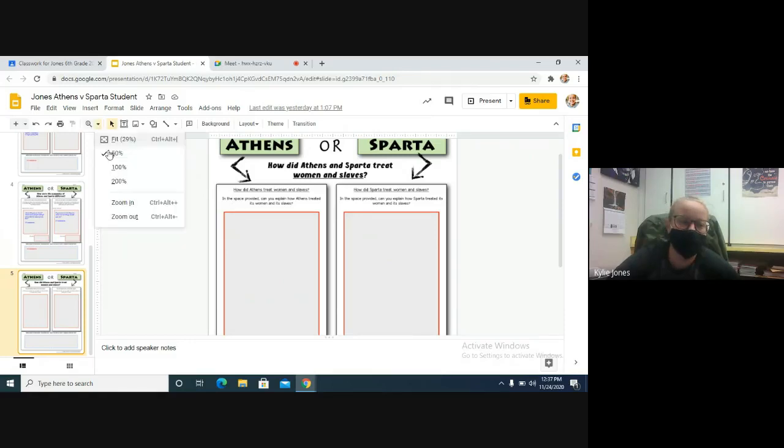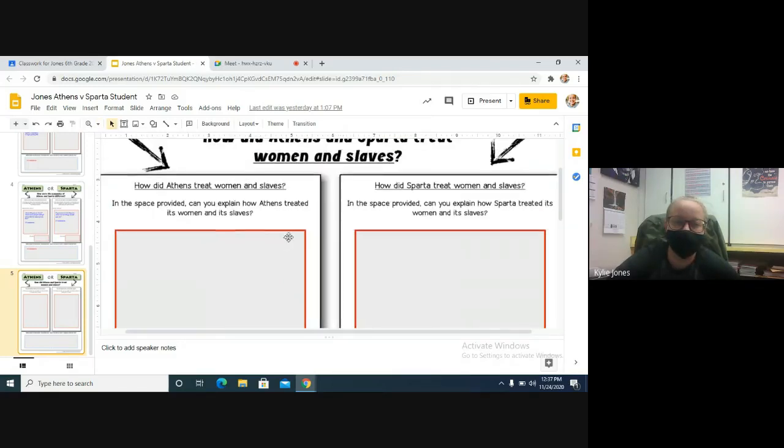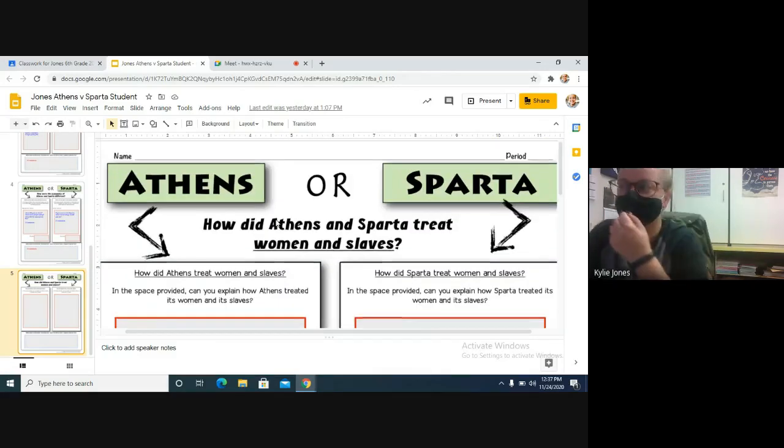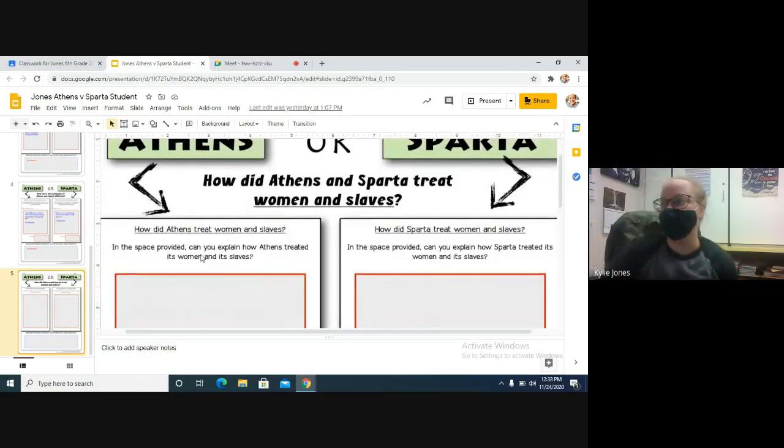Okay, so I'm going to zoom in a little bit more so we can see this. On the Athens side, we are going to explain how Athens treated their women and slaves. This is 100, zoomed in on 100. And then for Sparta, again, we are going to explain how Sparta treated their women and slaves. Based off of the information we already know, how do you think Athens will treat their women and slaves?